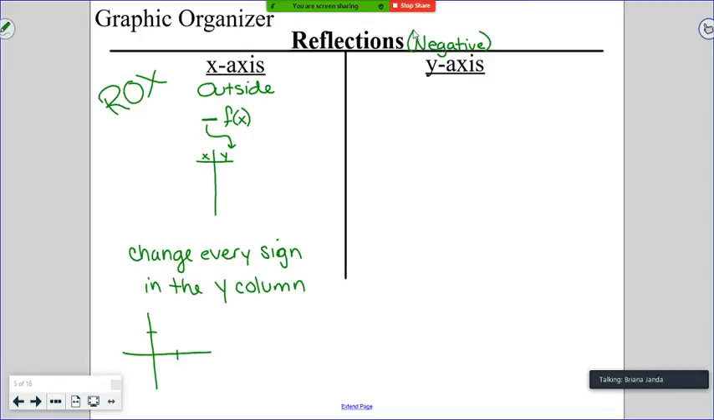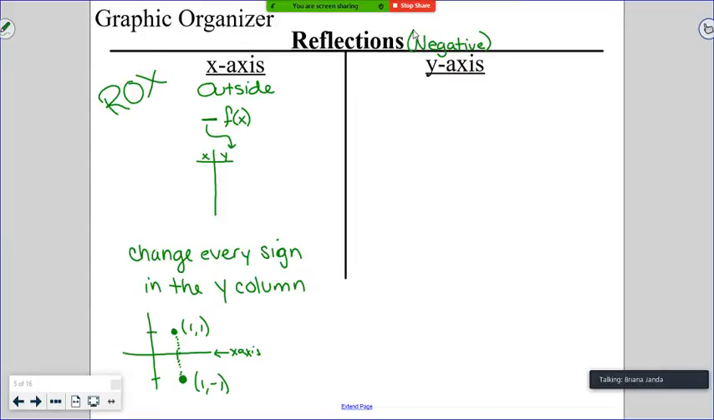If I were to look at the point over 1, up 1, which would be at (1, 1), and I were to reflect that over my x-axis, here's your x-axis, that means I would count how far away I am, which is 1. I would go that same distance on the other side and regraph my point, and it would end up here at (1, -1). Notice your x value stays the same, but as I reflect it over that x-axis, my y is what changed, and that's why we go to our y column and change all the signs. It doesn't matter which direction you're reflecting, it would change from positive to negative or negative to positive.